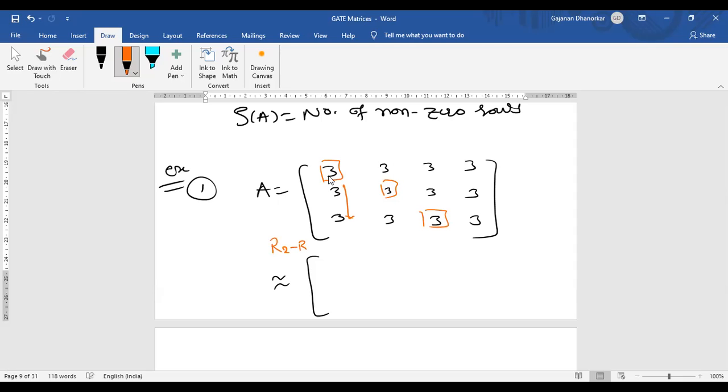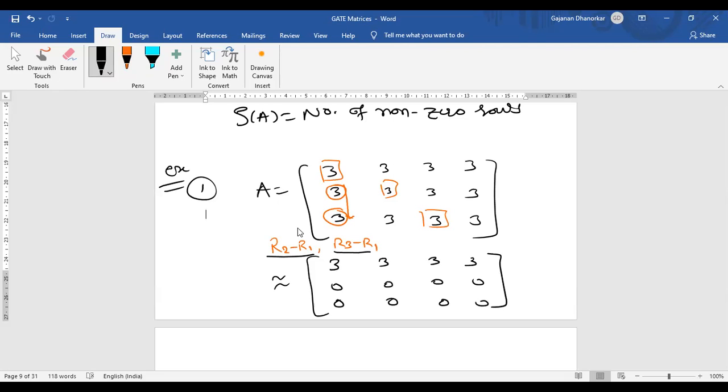R2 minus R1. That means I am converting this element into 0 and this element into 0. If I will use this operation, R3 minus R1. What will happen? This is first row 3. Below this element, I am performing this R2 minus R1 operation. All these elements become 0. Now, if I am performing the second operation, this element becomes 0, this is 0. Okay. Now, how many number? Is it your echelon form?